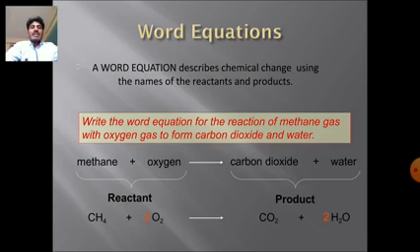A word equation describes a chemical change by using the names of the reactants and products. For example, methane plus oxygen, both are the reactants. In the equation, CH4 plus 2O2 gives rise to carbon dioxide plus water. These both are the products. Methane plus oxygen are the reactants, and carbon dioxide and water are the products. The reactants are converted into products.